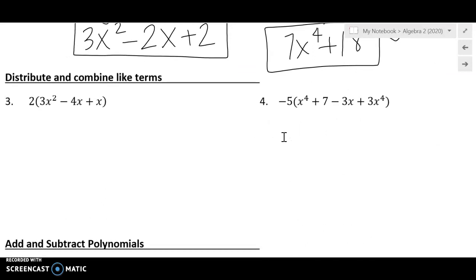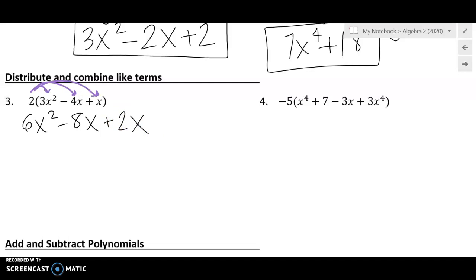Distributing is just another way to basically multiply through, and then we'll see if we can combine anything after that. So when I say I'm going to distribute, see the 2 in the front of the parentheses? I'm going to multiply it to everything on the inside, where my purple arrows are. So 2 times 3x squared is 6x squared. 2 times negative 4x is negative 8x. And then 2 times x is positive 2x.